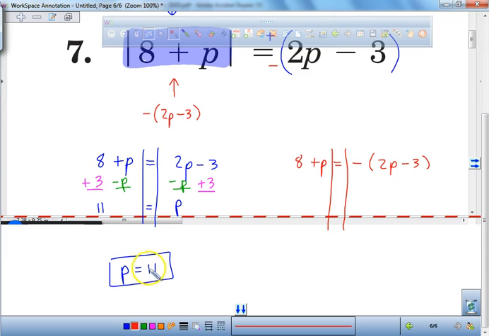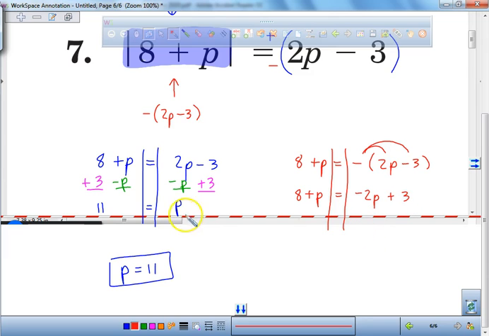Now, we're done with that. We're going to move over here. What are we going to have to do first? We're going to have to distribute. So we have 8 plus p equals negative 2 times p, which is negative 2p. And a negative times a negative equals a positive, so I got to put plus 3.